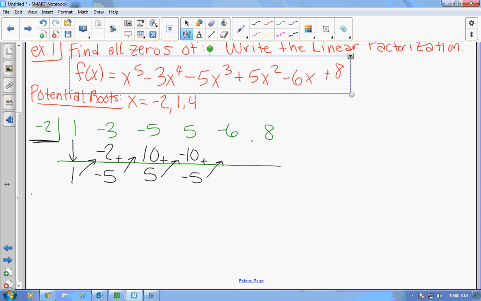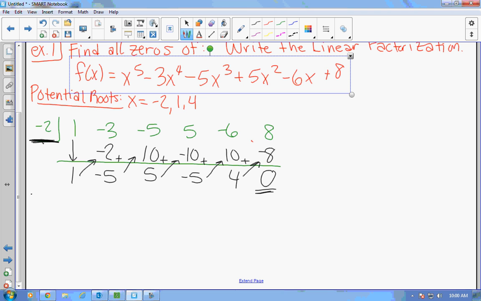Times by the negative 2. Diagonals are always timesing by this guy in the box. Negative 2 times negative 5 will be positive 10. Negative 6 plus 10 is 4. 4 times negative 2 is negative 8. 8 minus 8 is 0.